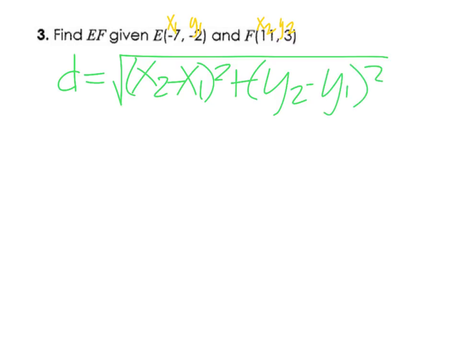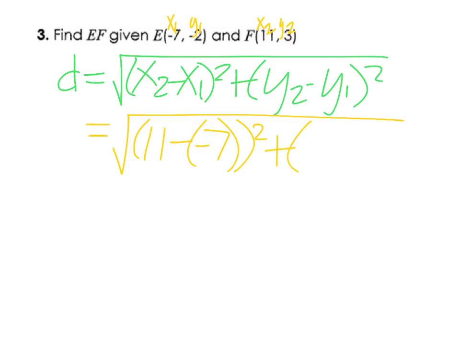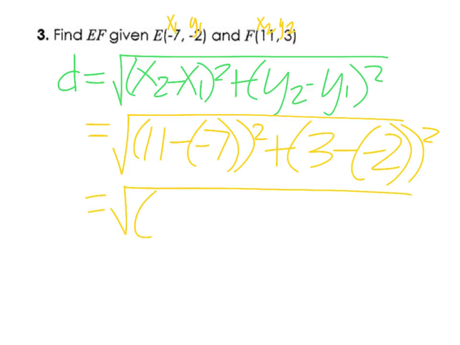Then we're going to substitute our values in. All right, so distance equals the square root. x2 is 11 minus x1 is negative 7 squared plus y2 is 3 minus y1 is negative 2 squared. Then we're going to simplify what's inside the parentheses. So 11 minus the negative 7 is the same as plus 7. So we've got 18 plus 3 minus a negative 2 is the same as plus 2. So we get 5 squared.